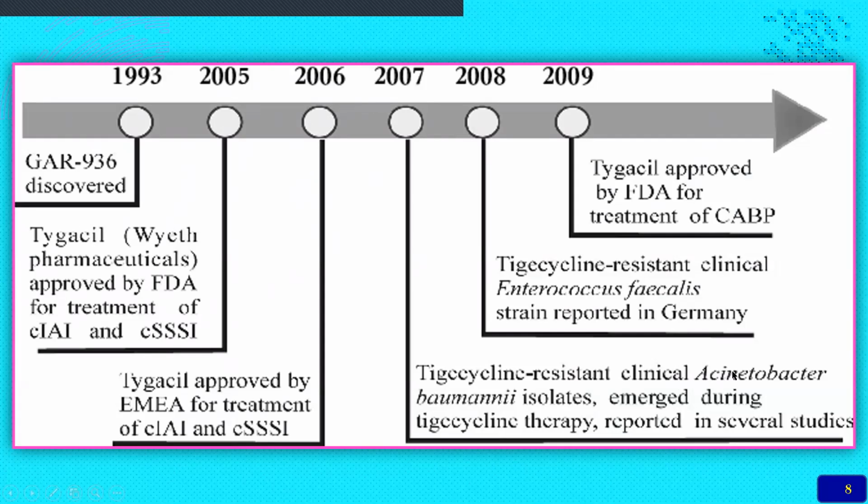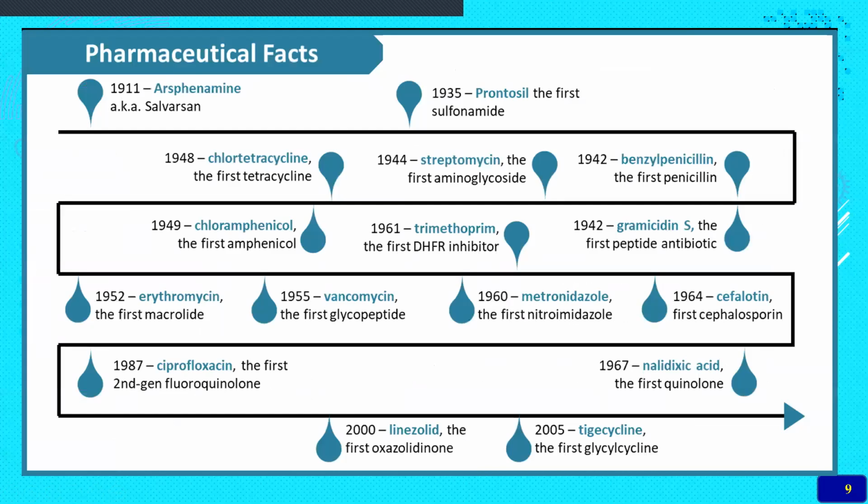tetracycline-resistant clinical Acinetobacter. So they emerged because of this, the tetracycline resistance emerged. Whereas other new antibiotics, especially different antibiotics, are also found in different countries, the tetracycline was found. So this is, of course, the general history of how the different antibiotics have developed. Please go through this particular slide.